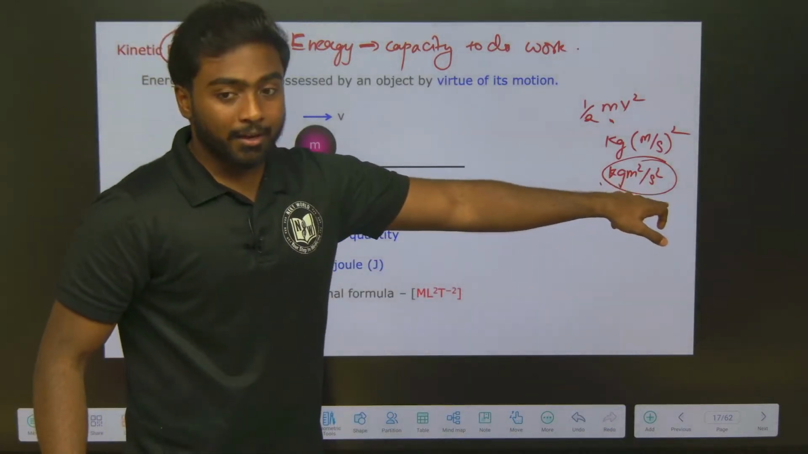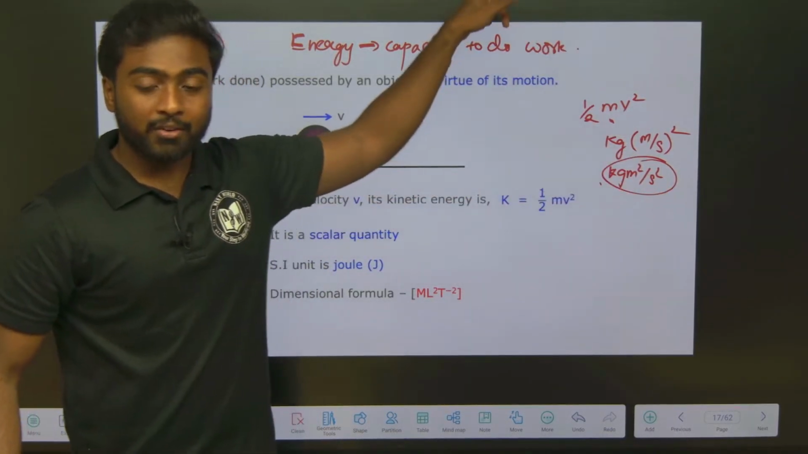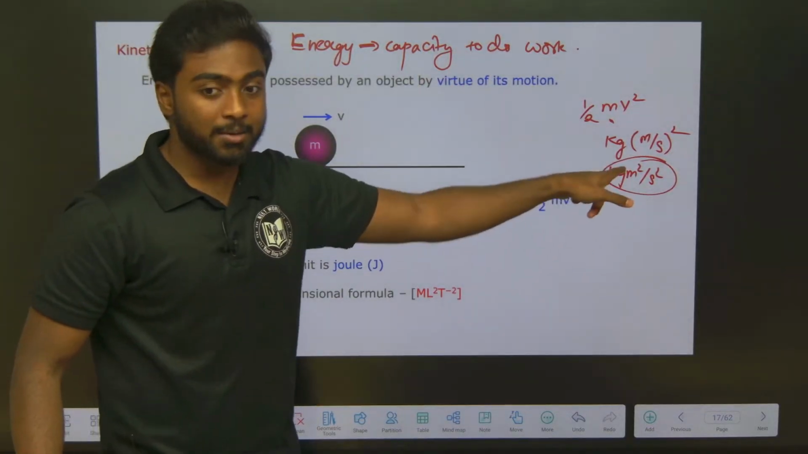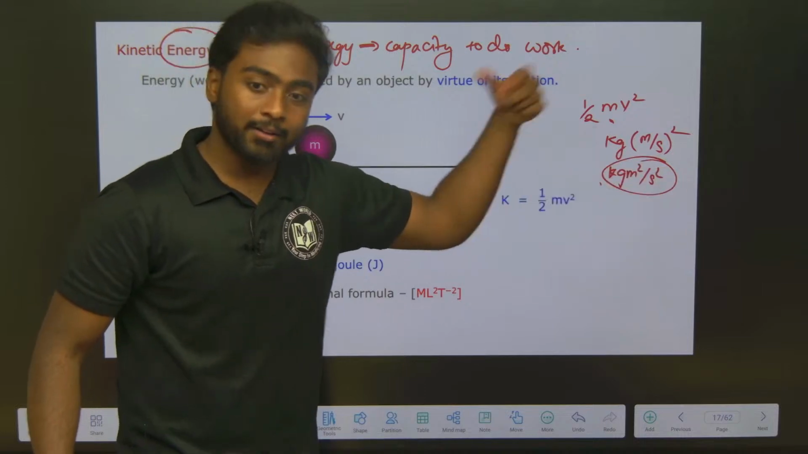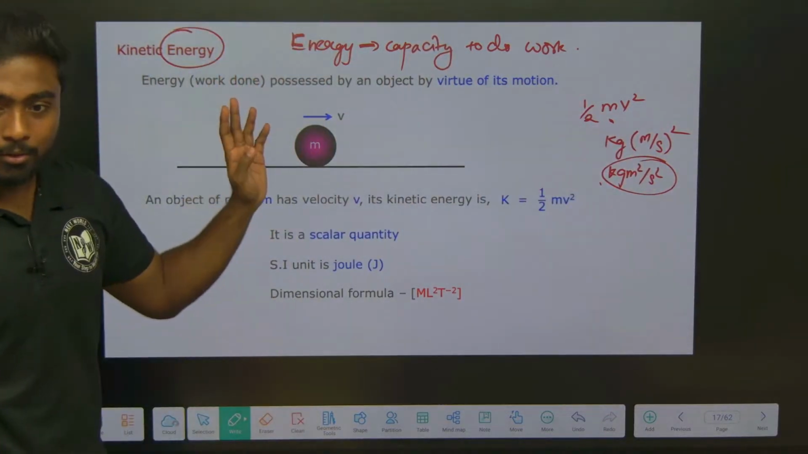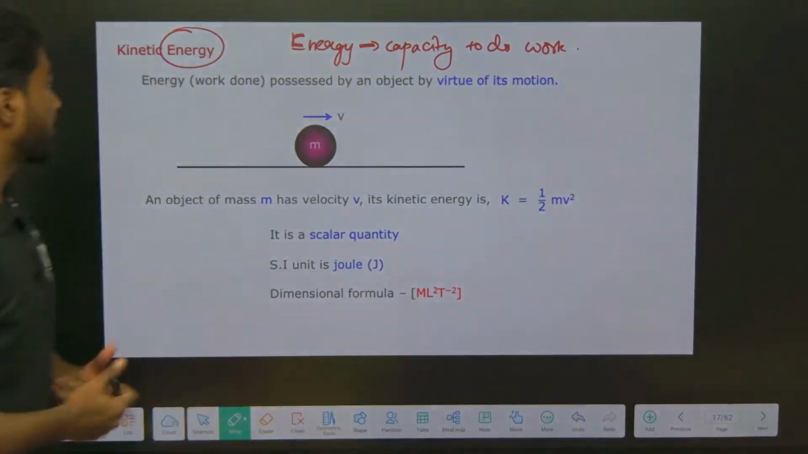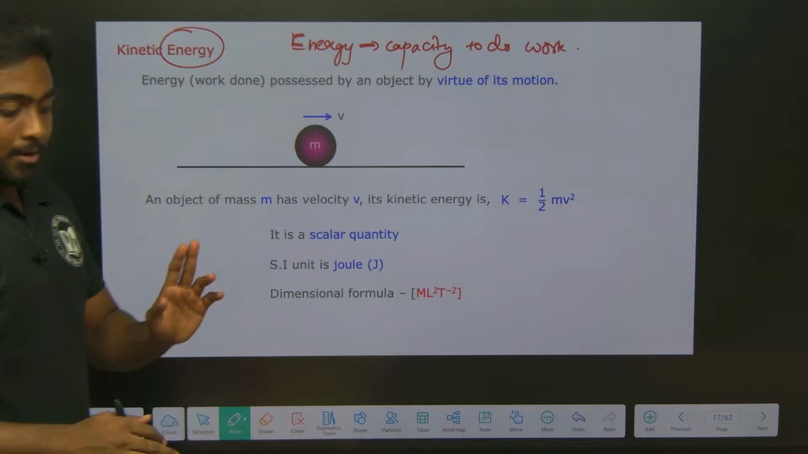Kg meter per second square was the SI unit of force. Force into displacement, displacement in meter. So kg meter square per second square. It is joules. So the SI unit of kinetic energy is also joules.